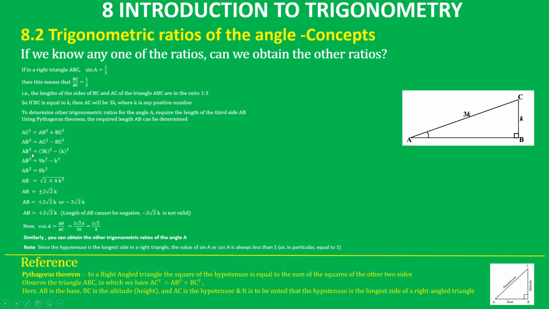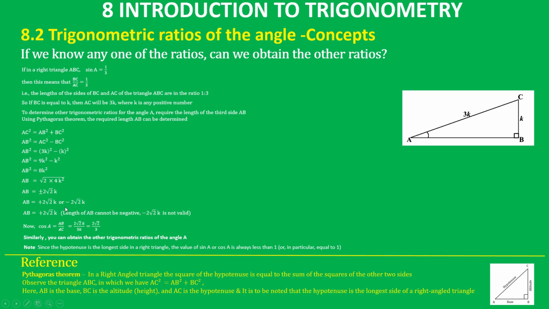AB square is equal to AC square. What is AC? 3K, whole square. What is BC? K, whole square. So AB square is equal to 9K square minus K square, so AB square is equal to 8K square, and AB is equal to square root of 8K square. Can you write 8 as 2 into 4? Yes, we can write. Then it becomes AB is equal to plus or minus 2 root 2 K.